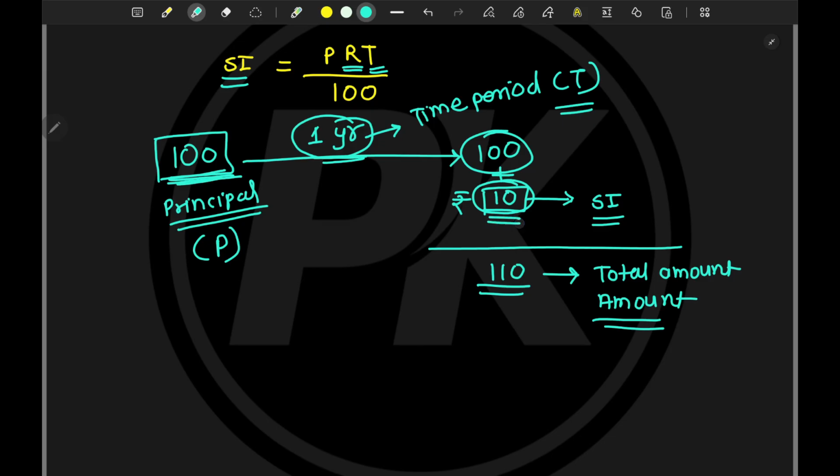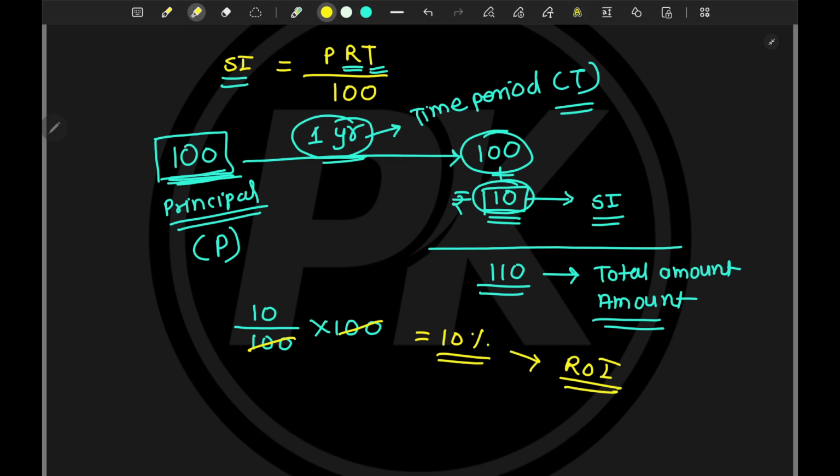Now how many extra rupees am I going to get back? It is 10 rupees. How many rupees have I given? Earlier it was 100 rupees, right? And this R is always in percentage, so I have to multiply it by 100 to make it a percentage. So this will get cancelled, and this is nothing but 10 percent. This 10 percent is the rate of interest, and we call it R, and this is always in percentage. So this thing you have to always remember.